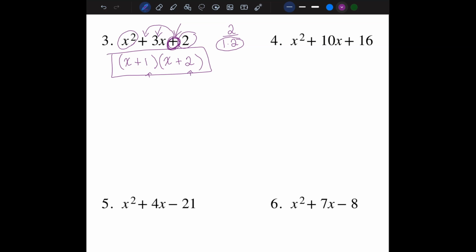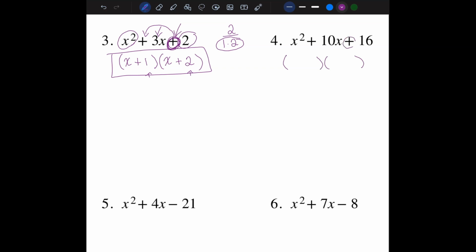So number 4, again, I'm going to look for a common factor. I know that on these first ones, because I've made these notes, there is no common factor on these. But you should always ask yourself that first. Is there a common factor? No, there is not. So I'm going to immediately go ahead and factor this.